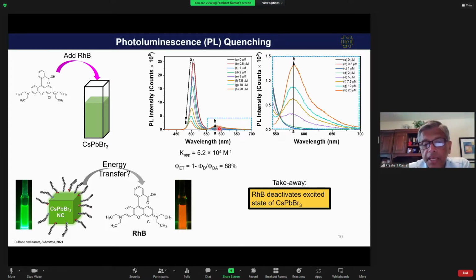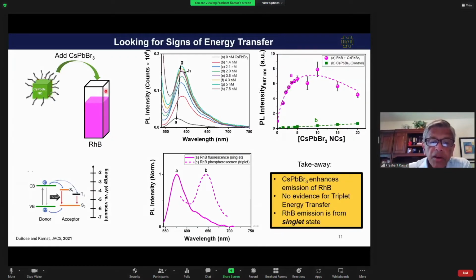But again, the question comes, can you do the reverse way, where you keep the rhodamine B concentration constant, but now go on increasing the concentration of cesium lead bromide? As more and more light is absorbed by cesium lead bromide, you would expect more energy transfer. And sure enough, so this is the rhodamine B without any cesium lead bromide. And the moment you go on adding cesium lead bromide, you are seeing an increase in the rhodamine B emission. And we can take this one and plot it. And here at this wavelength, 587 nanometers, where the peak is, if you just have cesium lead bromide, there is very small emission at this wavelength. But the rhodamine emission starts increasing as you increase the cesium lead bromide, again confirming the interaction between the two and transferring singlet excited state energy.